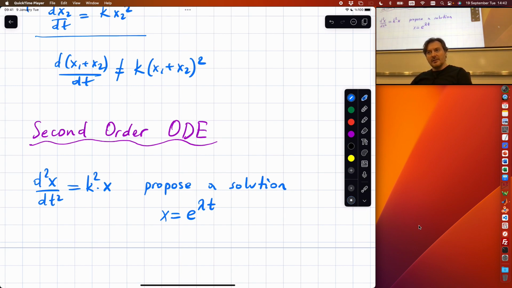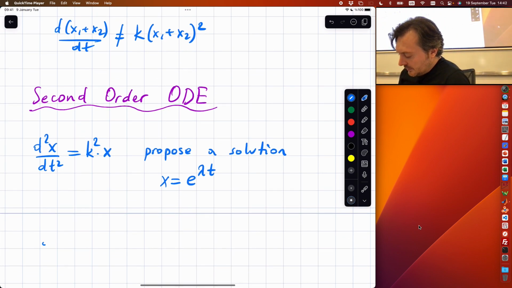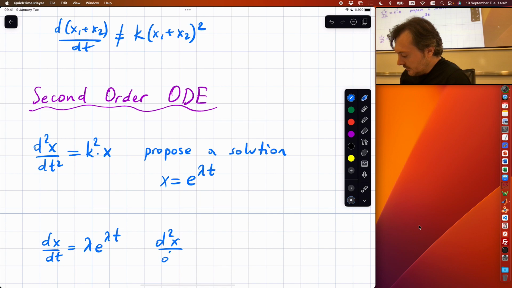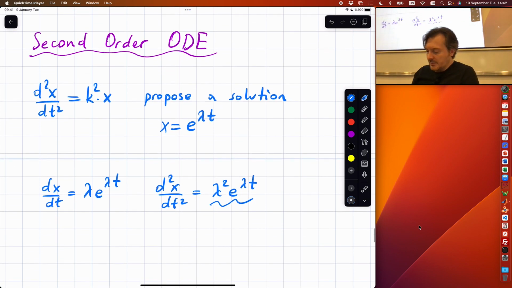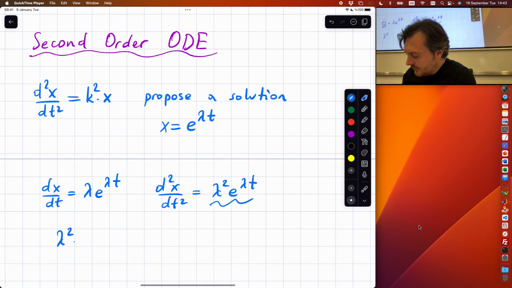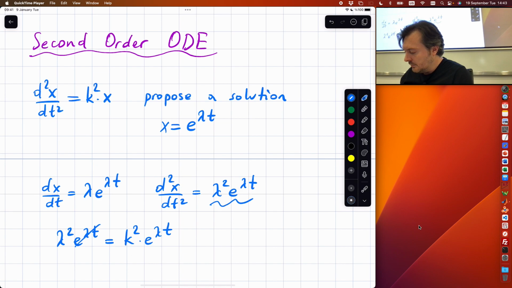And where does this proposition come from? It's an educated guess. I know that the derivative will bring just a coefficient, but the function will remain the same. So dx over dt would be just lambda e to the lambda t, and the derivative of that one will give me lambda squared e to the lambda t, right? Now that I have this, I can put it back in the equation. Lambda squared e to the lambda t equals k squared times e to the lambda t. Are you following? So it turns out lambda can be plus or minus k.